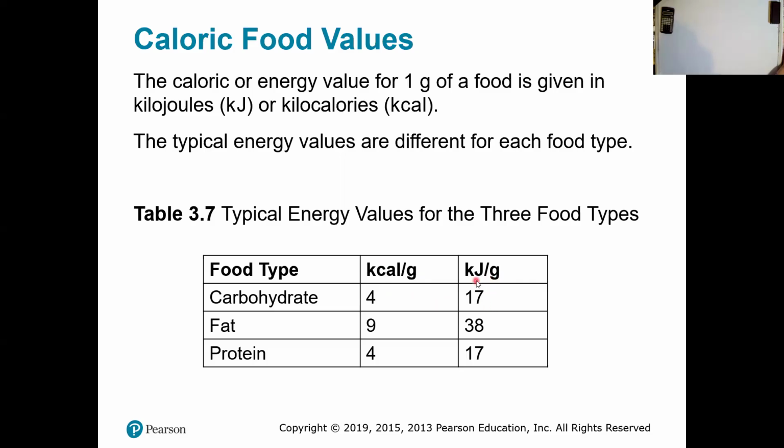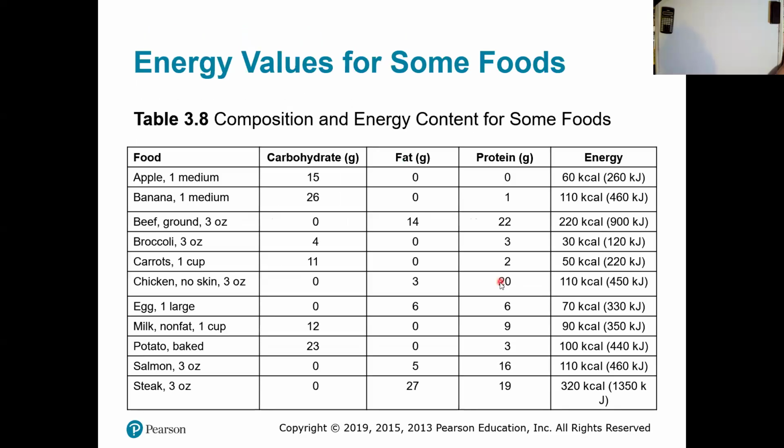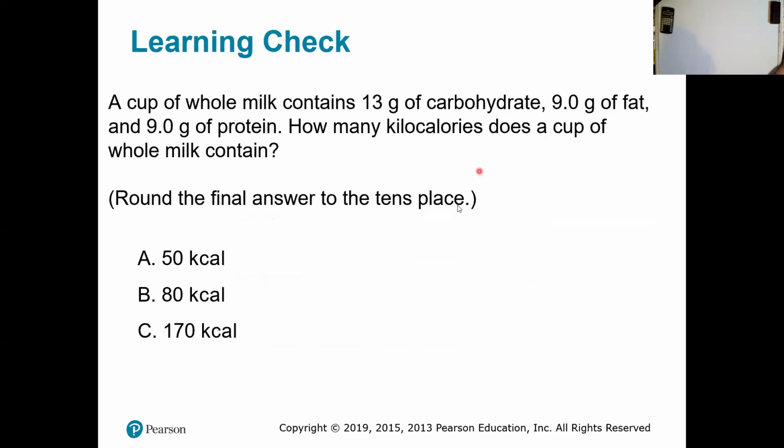There's going to be 17 kilojoules of energy for every 1 gram of carbohydrate. There's going to be 38 kilojoules of energy for every 1 gram of fat. And there's going to be 17 kilojoules of energy for every 1 gram of protein. What that allows us to do is to calculate the energy amounts of different foods if we know their carbohydrate, fat, and protein breakdown.